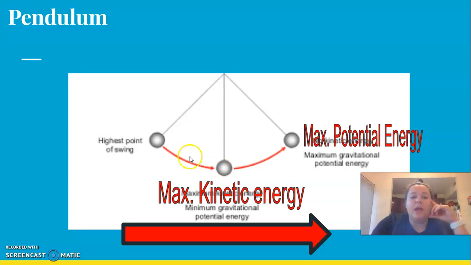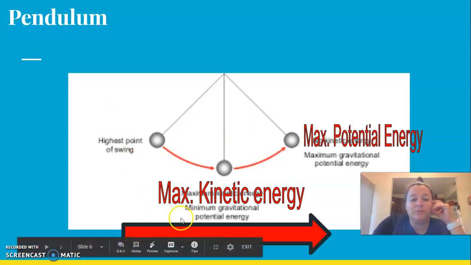Now, when that pendulum swings all the way over here to the other side, when it's still for, let's say, a few seconds, maybe just a millisecond, that's the max potential energy that it has. And that's because it's at the highest point there after it's been swung. And plus it's being still.